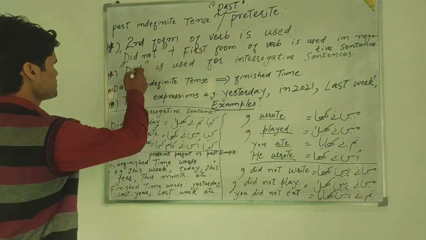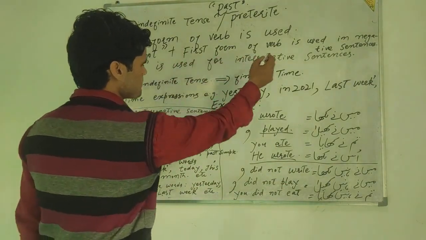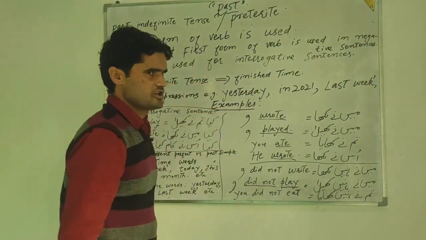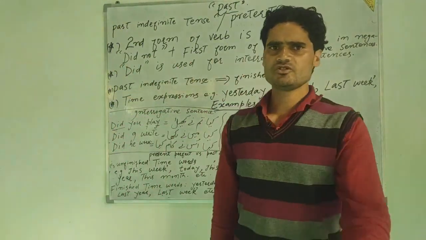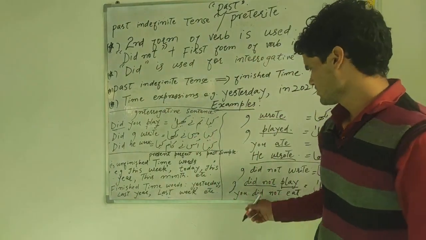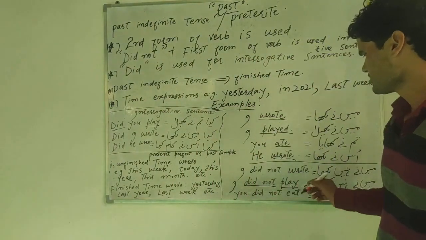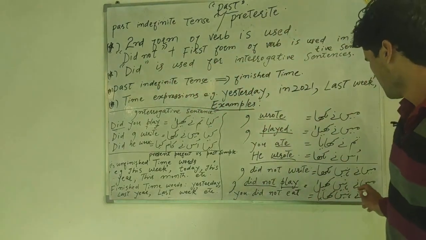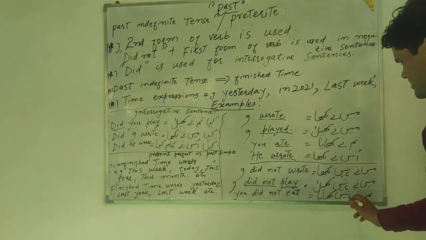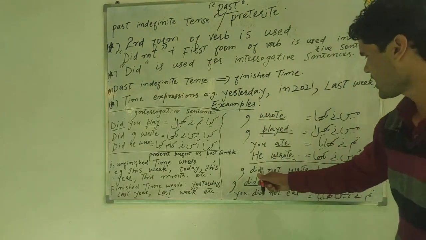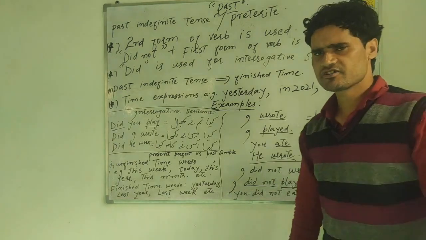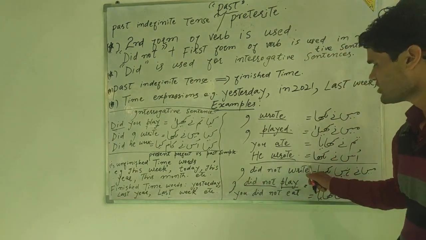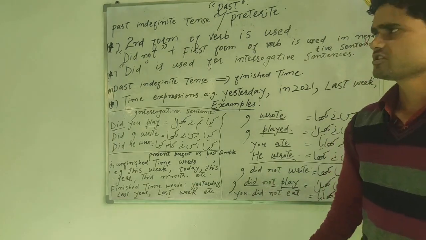I have already told you here: did not plus first form of verb. You have to use did not, and after that the first form of verb. If you are to frame a negative sentence, then you have to use this formula: did not plus first form of verb. मैंने नहीं खेला. I did not play. मैंने नहीं लिखा, I did not write. If anybody says I did not written, it will be wrong.